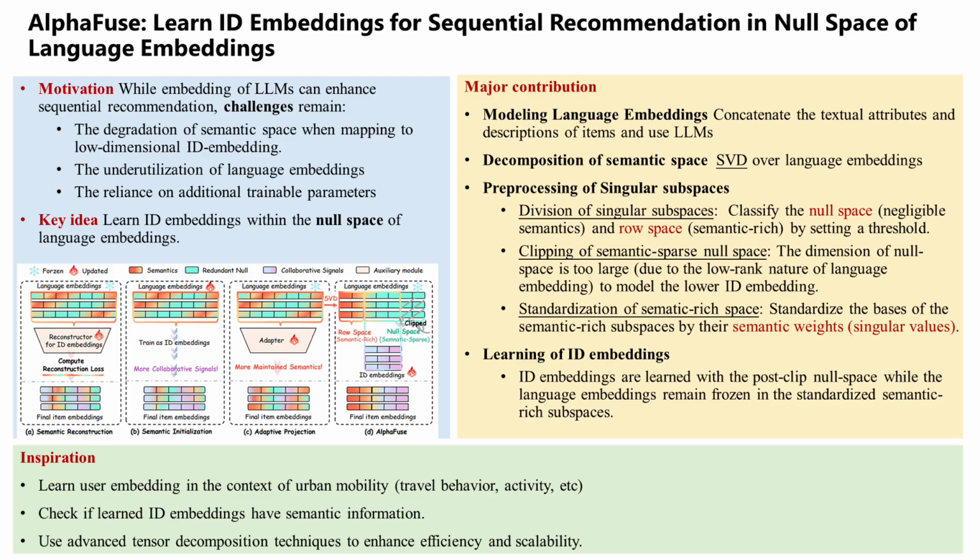Essentially, yes, it gives you two distinct subspaces. First is the semantic-rich subspace. This is where the big, important singular values are. It's where the LLM's core knowledge actually lives. The meaning of the item.